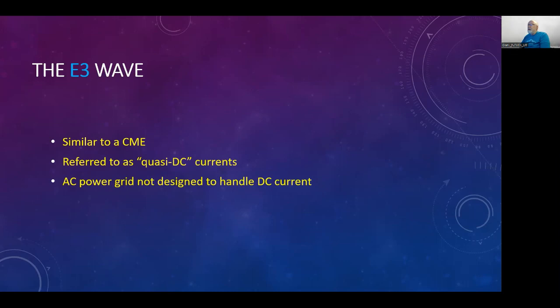So it is because the AC grid is not designed to handle DC current. There's where a lot of destruction happens, because the AC infrastructure is having to battle the DC currents.